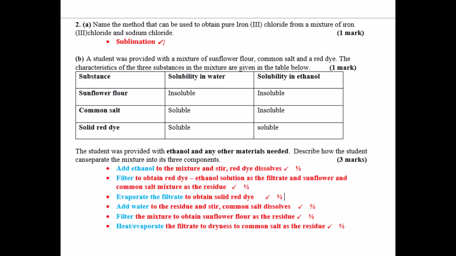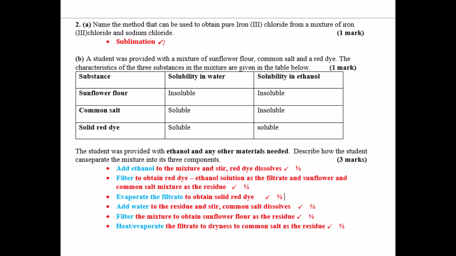With part B, remember the table you're given. You're given the properties of 3 components: sunflower flour, common table salt, and solid red dye, with their solubility in water and ethanol. A student intended to separate the 3 components and was provided with ethanol. How can we separate them step by step? The first thing you can do is add ethanol. Why do you bring in ethanol? Because it will selectively dissolve the red dye. Once you do that, you filter to obtain the red dye solution as the filtrate.